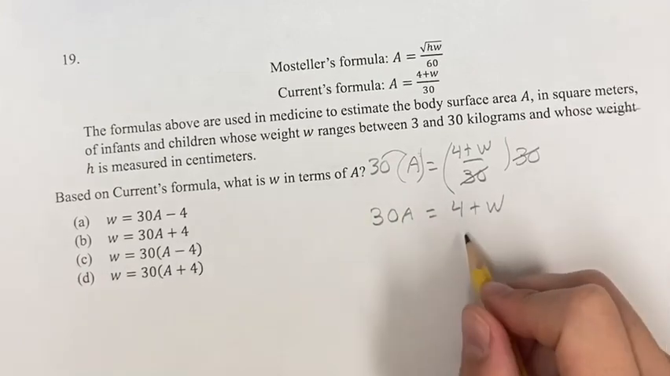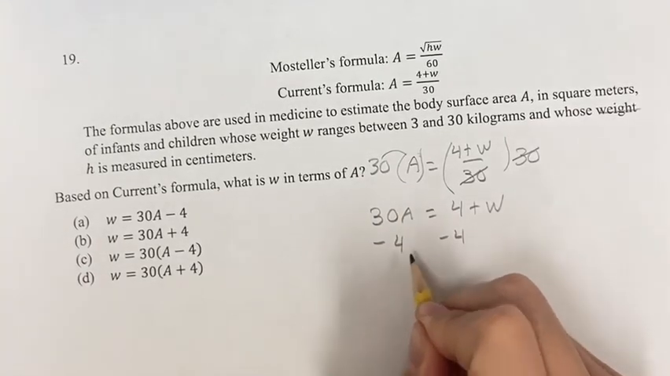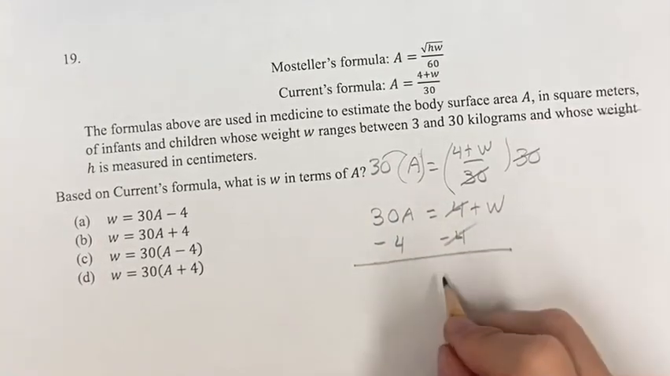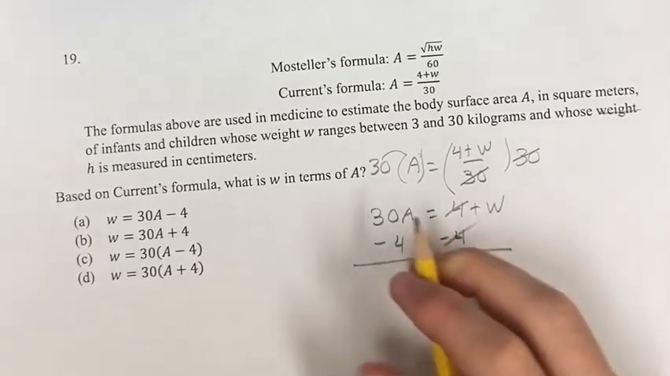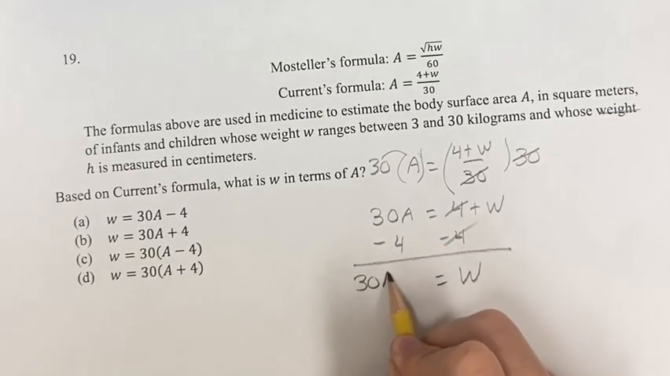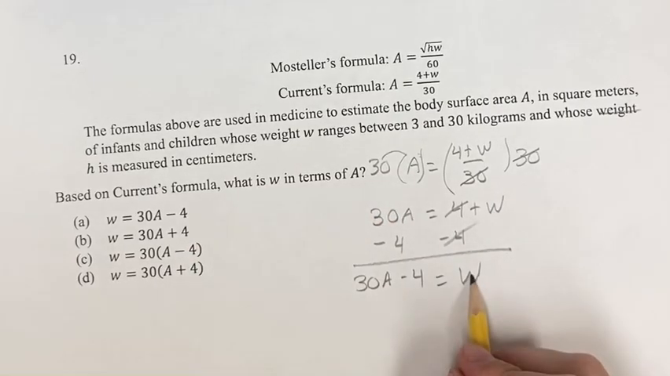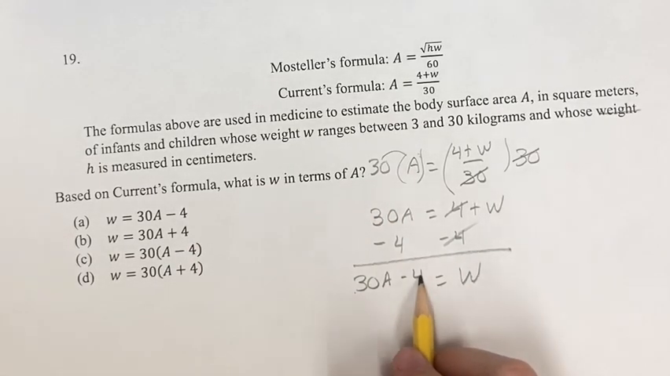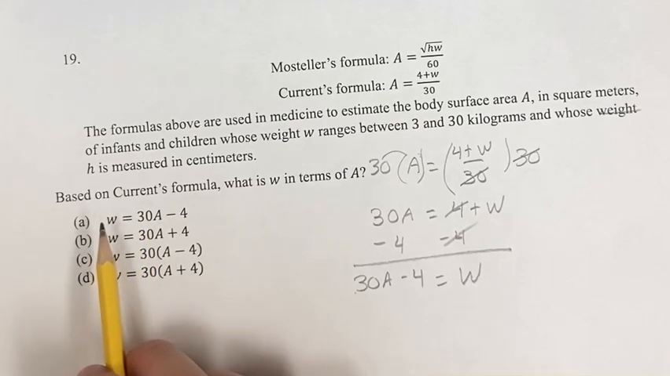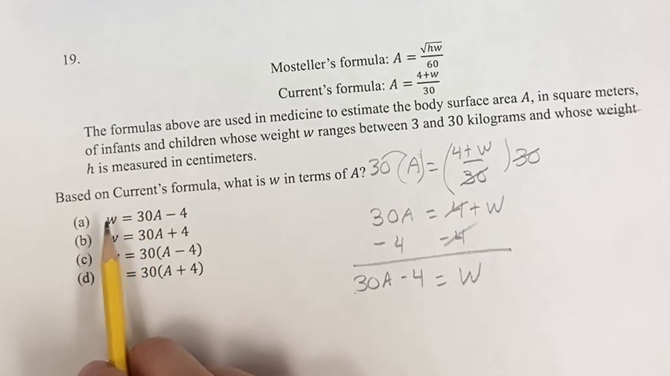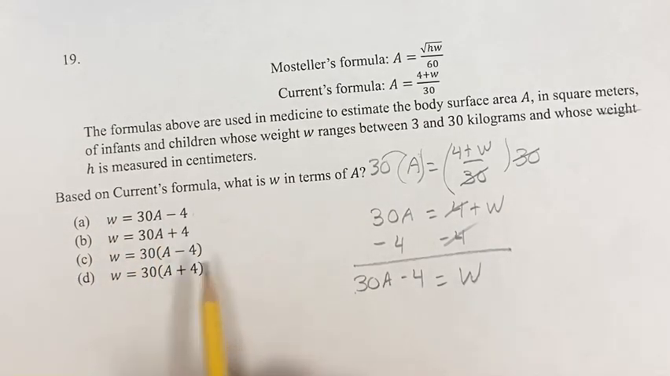Again, we want to get W on its own. So if we subtract 4 from both sides, this disappears, cancels out, and we're just left with W is equal to 30A minus 4. So what is W in terms of A? W is equal to 30A minus 4, which lines up with A, which is saying the same thing. W is equal to 30A minus 4, just as the equation flipped, which obviously does not matter. A is going to be your final answer.